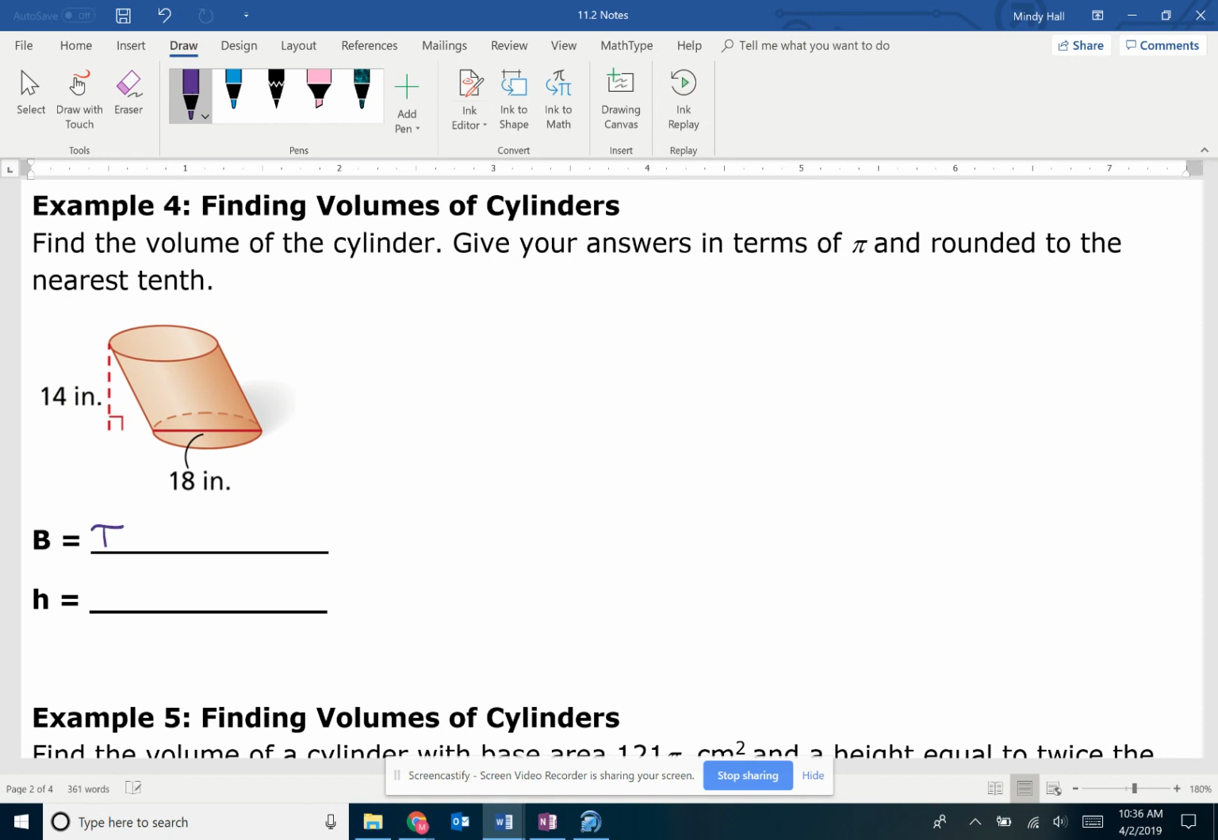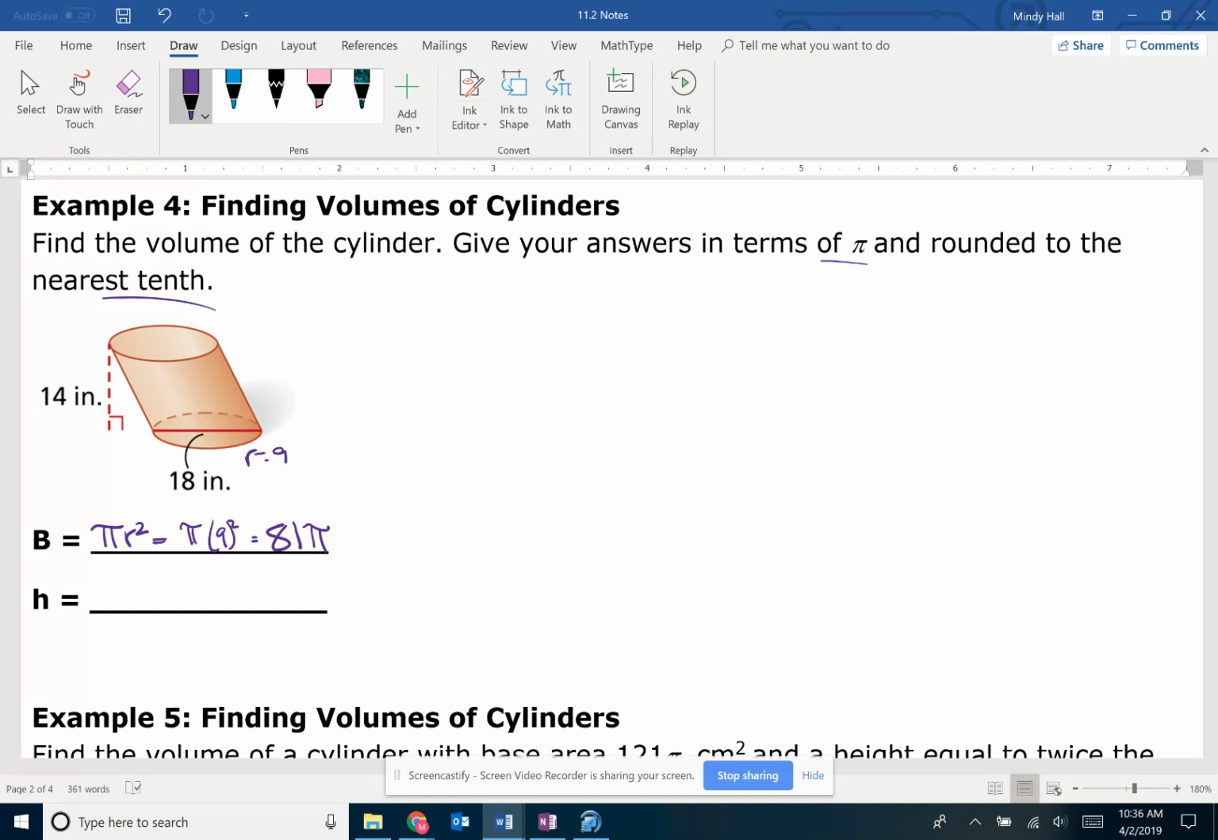So if I want to find the volume of this cylinder, to find my base area, I'm going to have to do pi r squared, which in this case, my radius is half of my diameter. So my radius is 9. So we have pi times 9 squared equals 81 pi. Now, even though the question says to give it in terms of pi and round to the nearest tenth, I'm actually just going to leave my base area as 81 pi because I really don't need that decimal form until I'm at my final answer.